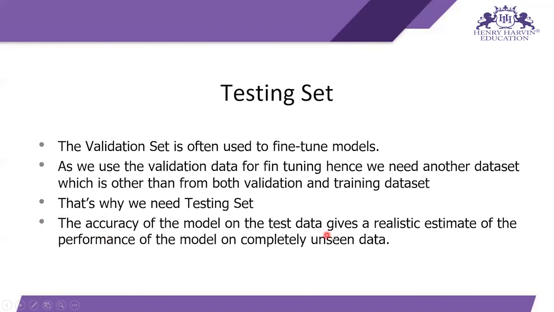The accuracy of the model on the test data gives a realistic estimate of the performance of the model on completely unseen data. So when you test your model on the testing data set and get a testing accuracy or testing loss, you get a good estimate of how your model is going to perform in the real world, and how much more work you want to do on this model so that it may perform much better in the real world.